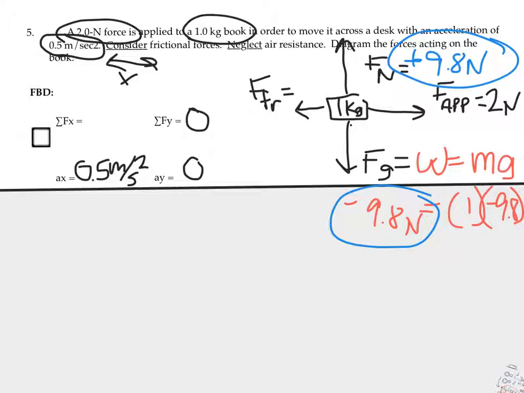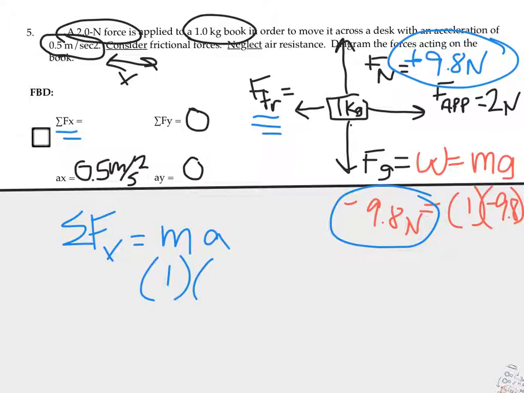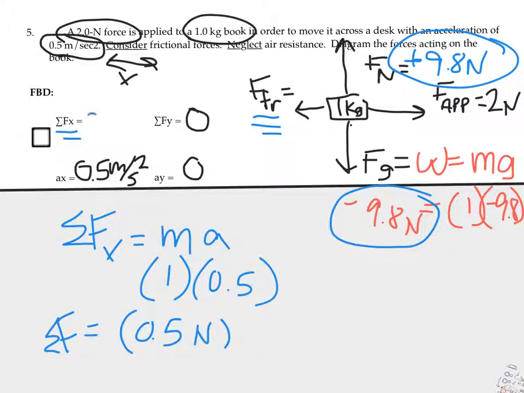The only force I need to solve for now is my force of friction, and then of course I need to figure out my overall net force. My net force should be easy though, right? Because of Newton's second law, F equals ma, my mass is 1 kilogram and my acceleration is 0.5. When I multiply them together, I end up getting an overall net force of 0.5. So I can put that right here, 0.5 newtons. Alright, so my last part is figuring out this force of friction.